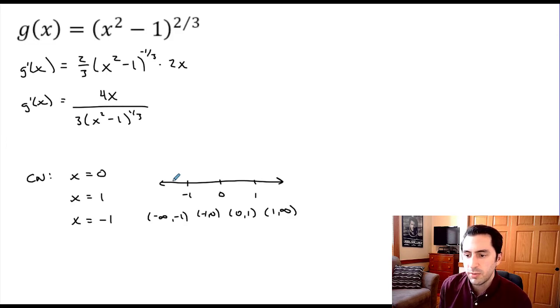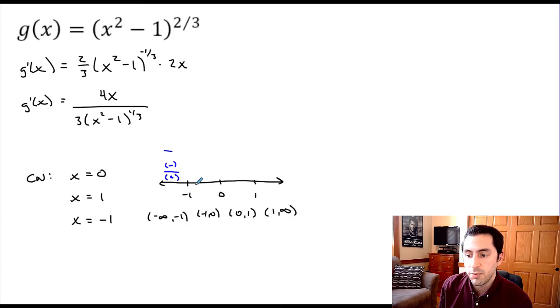So if I pick out a number smaller than -1, so it's a negative number, that means that the numerator is going to be negative. And then in the denominator, something smaller than -1 squared, that's going to turn into a positive. So that's bigger than 1. -1 is going to be a positive number. To the 1/3 power is going to stay positive. So I end up with a negative divided by a positive, which gives me overall a negative value. So that means that the slopes of the tangent lines to the left of -1 are all negative, which means that this interval is decreasing.